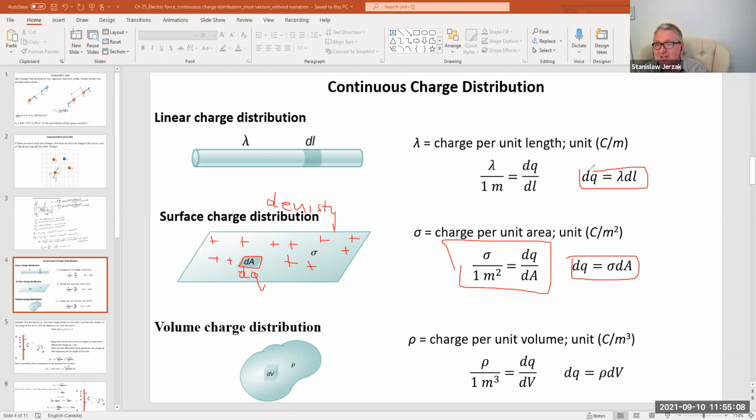So we will be using this expression very often. This is for linear charge distribution, and this is for surface charge distribution. Any questions about that surface charge density sigma?